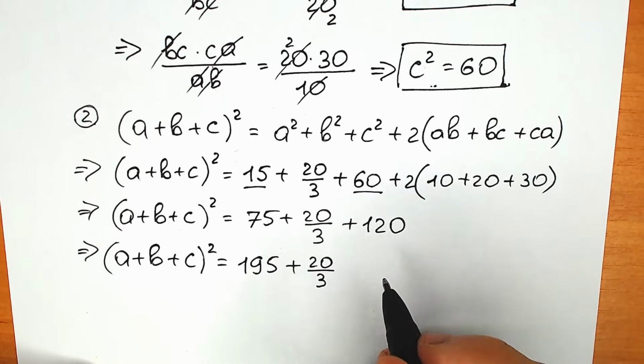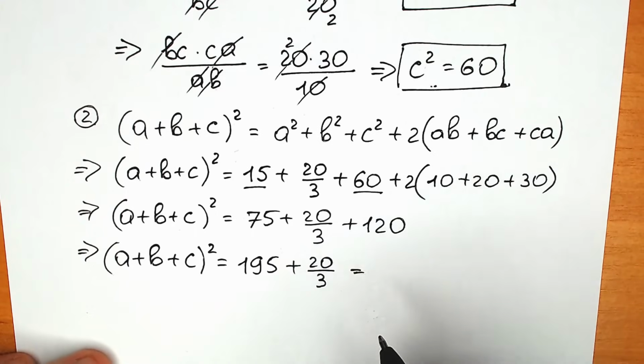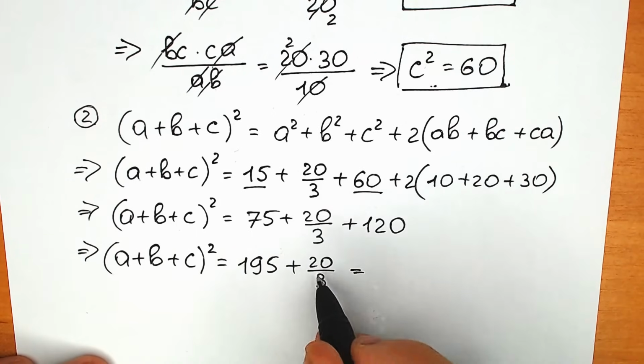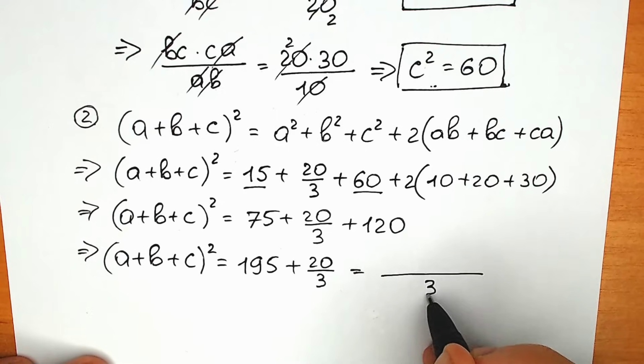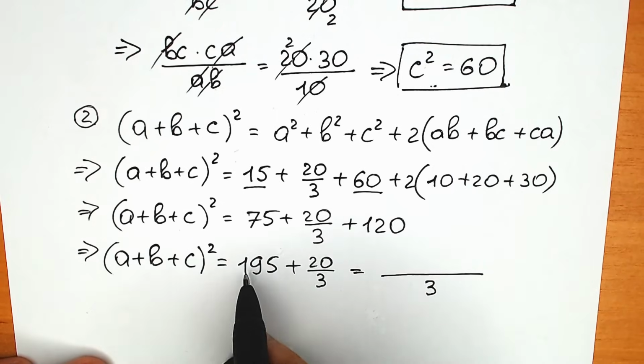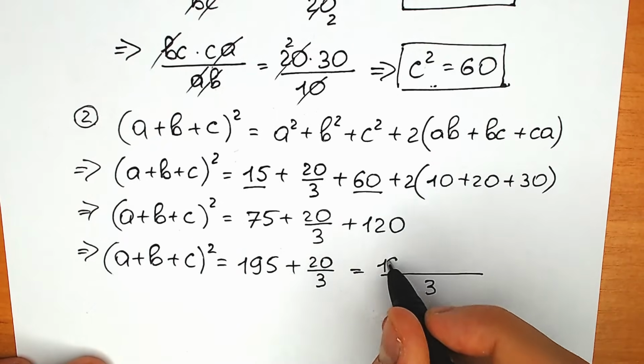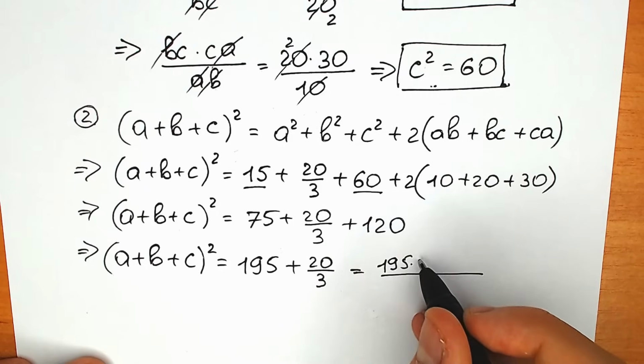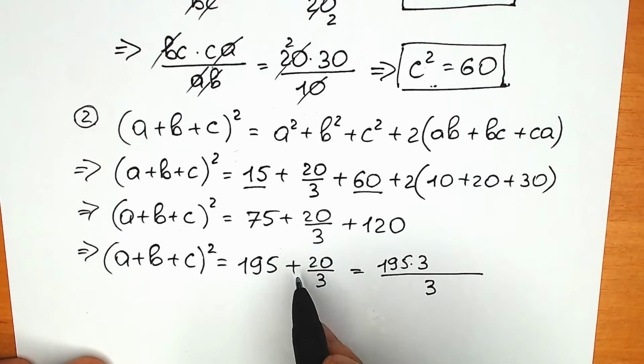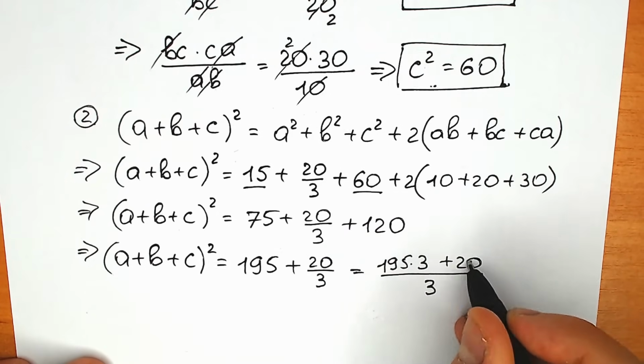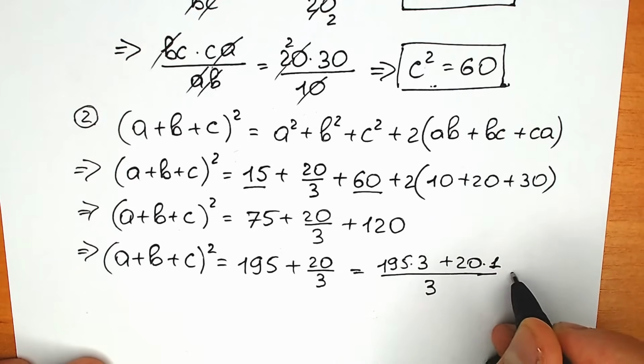And our last step, we need to add it. So first of all, we need to find our common denominator. For this, we can easily find it because our common denominator is 3. Yeah, 3. And as a result, right here, we need to multiply 195 by 3. So 195 times 3. And we need to add 20, plus 20 times 1 if you're talking about definition, but doesn't matter.